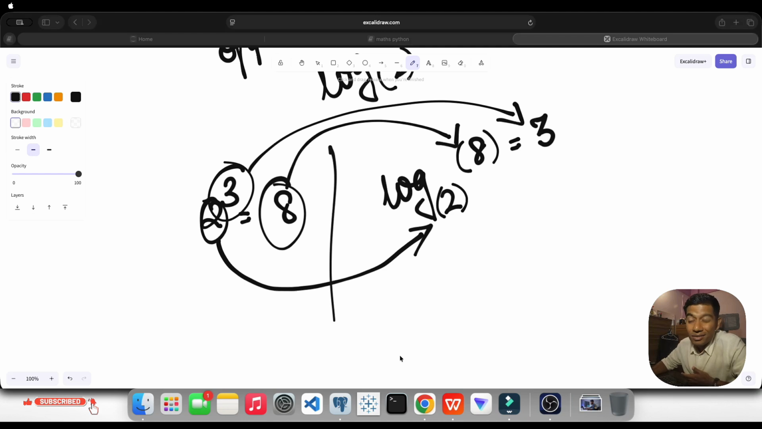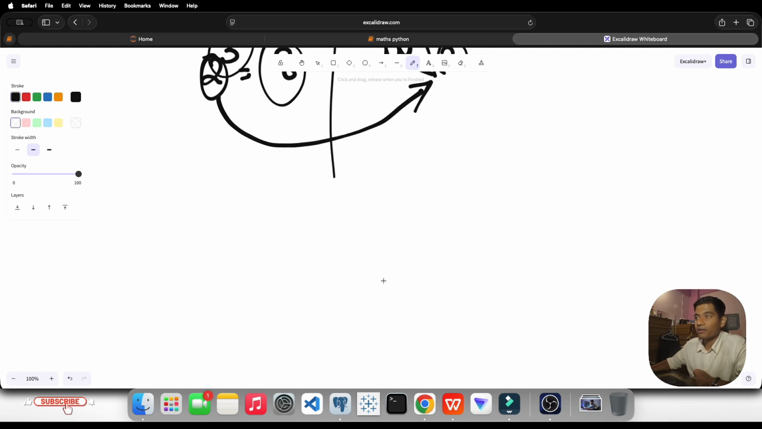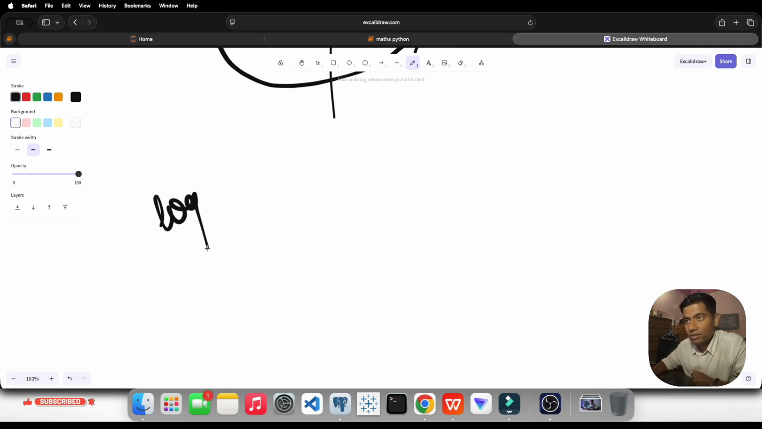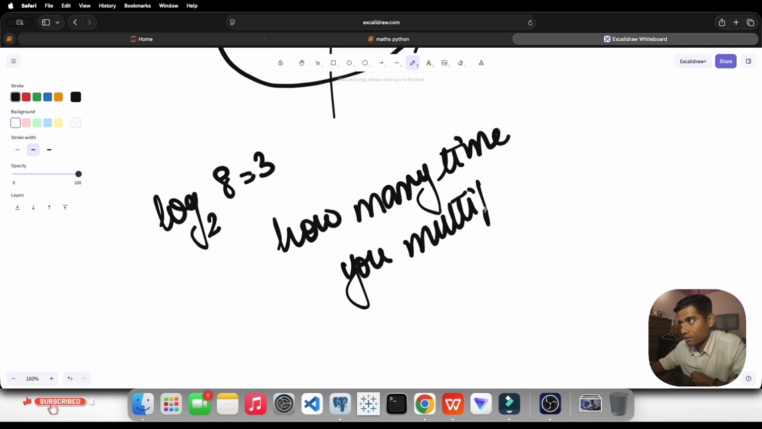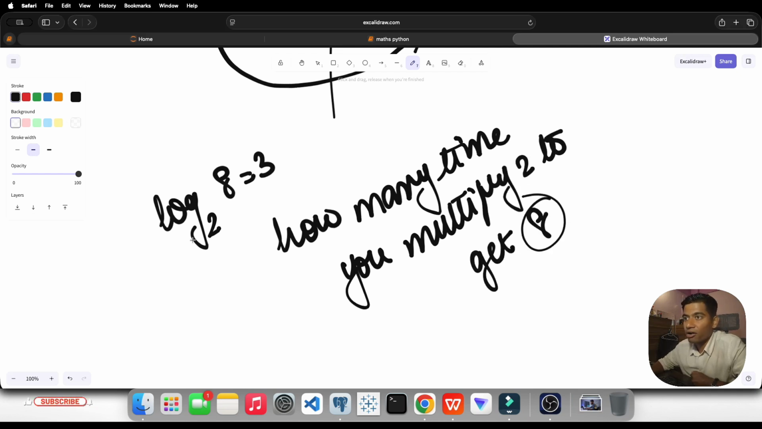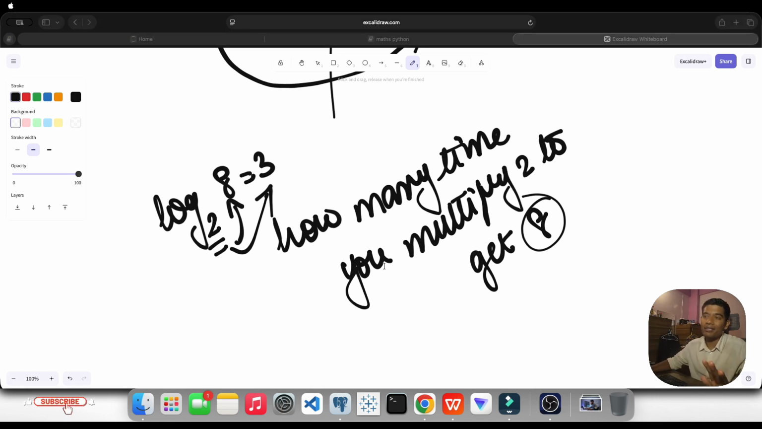So what you understand from this is: how many times do we multiply 2 to get 8? Okay? What is the meaning of it? To get 8, how many times do you multiply 2? We say 3 times. That's what log is all about. So logarithm tells us the power, that's it.